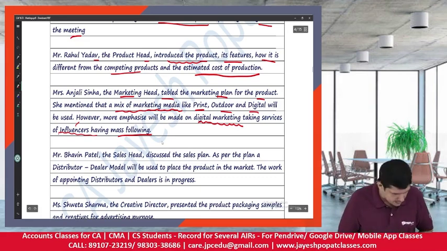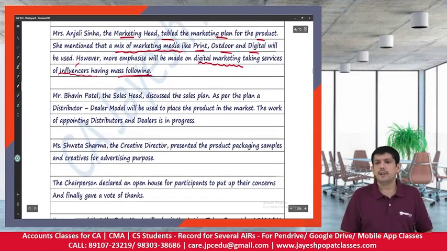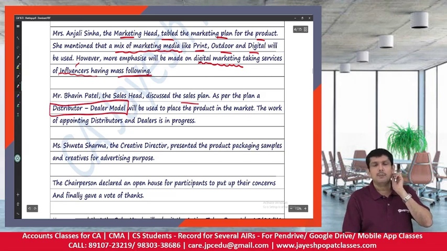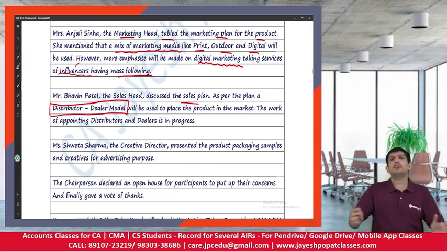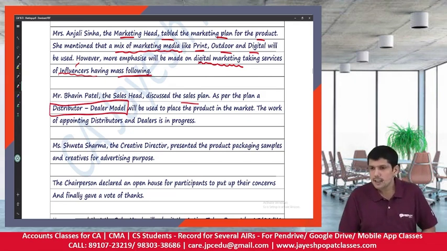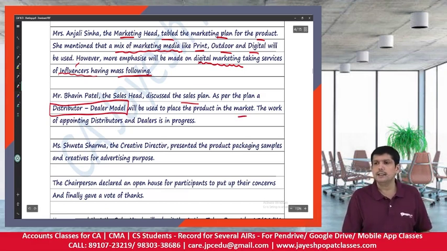Now comes our sales head, right? Mr. Bhavin Patel, sales head, discusses the sales plan. As per the plan, what is he trying to do? How is he trying to sell the product? Through a distributor-dealer model. So certain distributors will be appointed, and under the distributor there will be a lot of dealers who will sell the product, who will be used to place the product in the market.